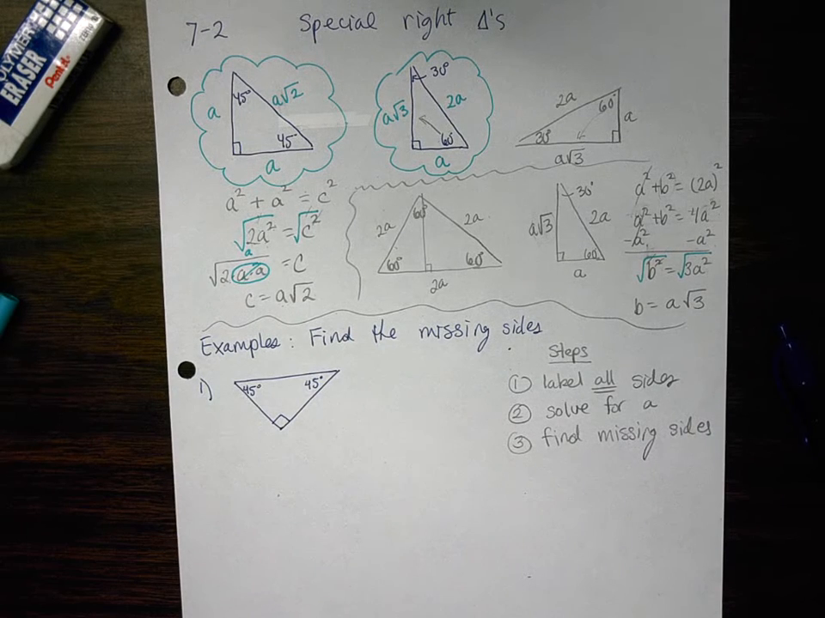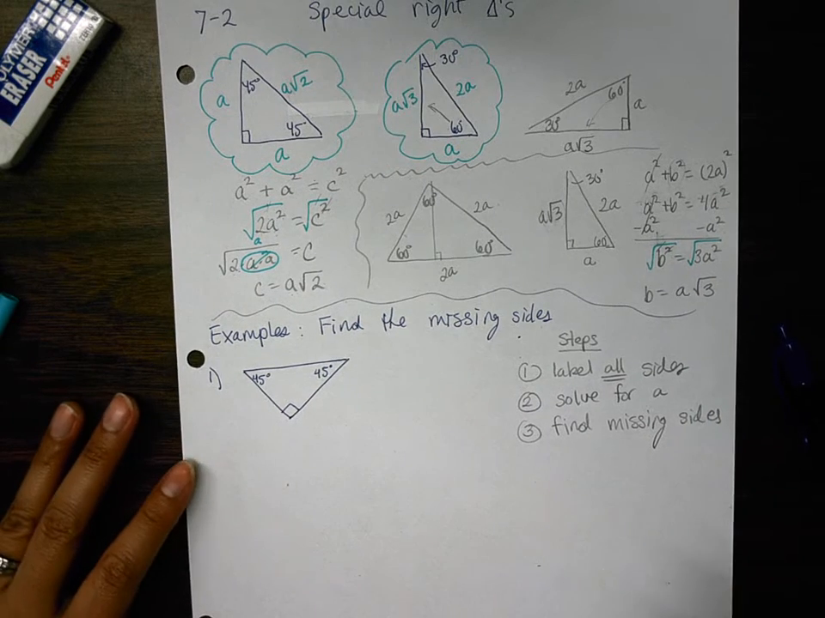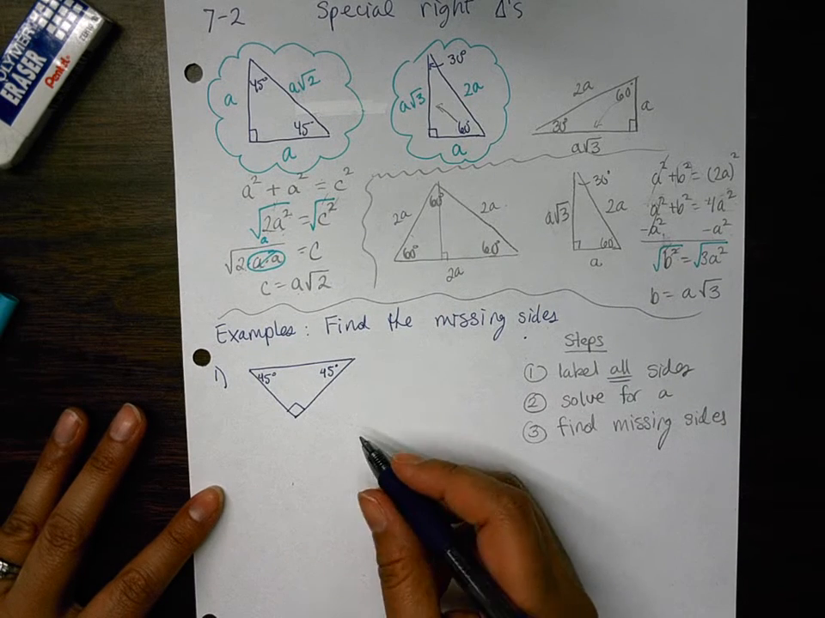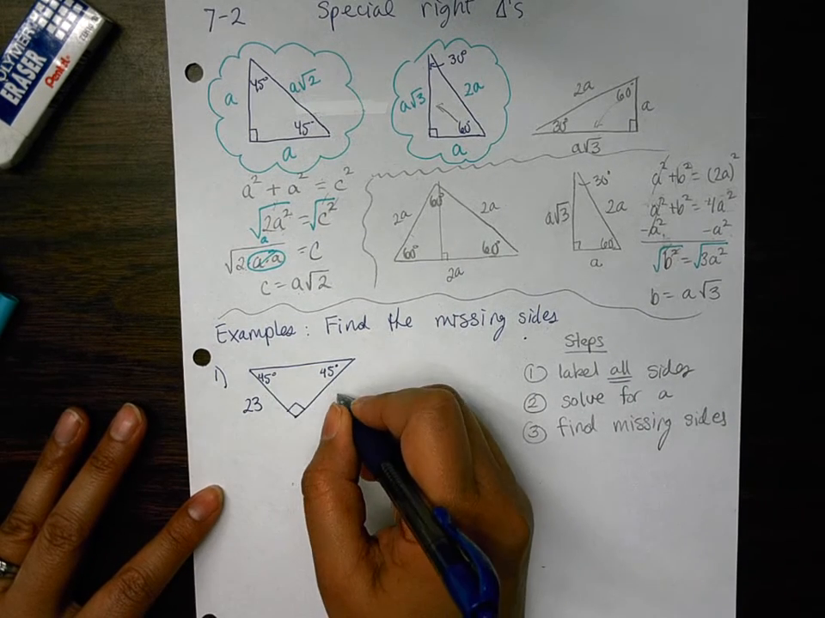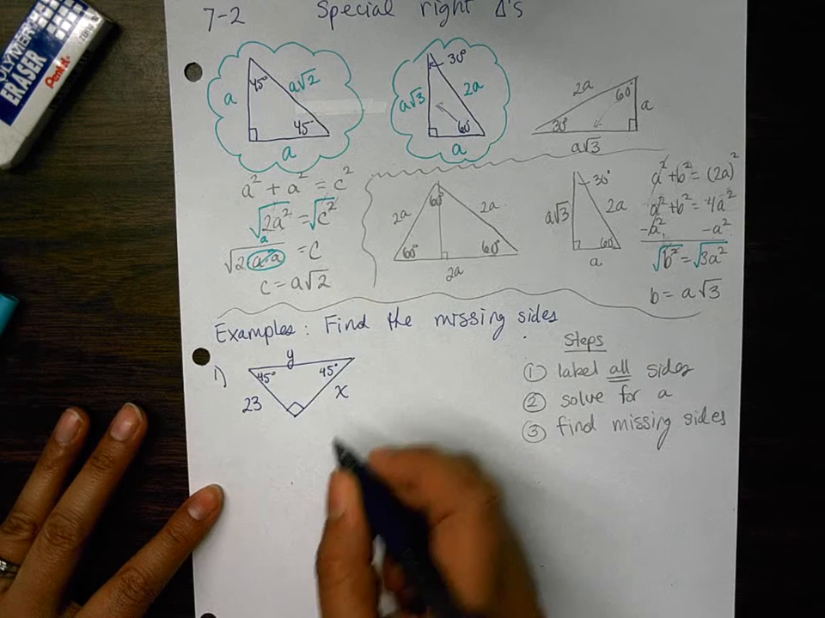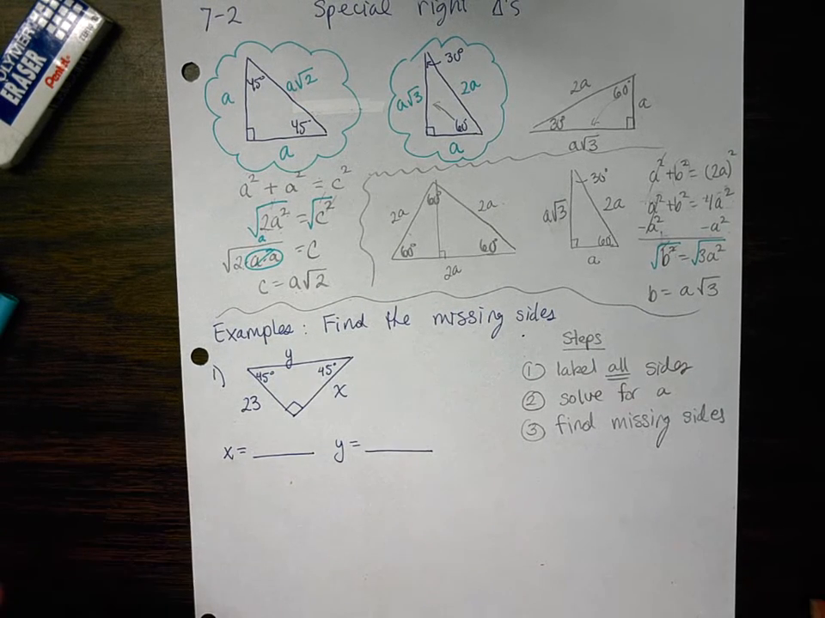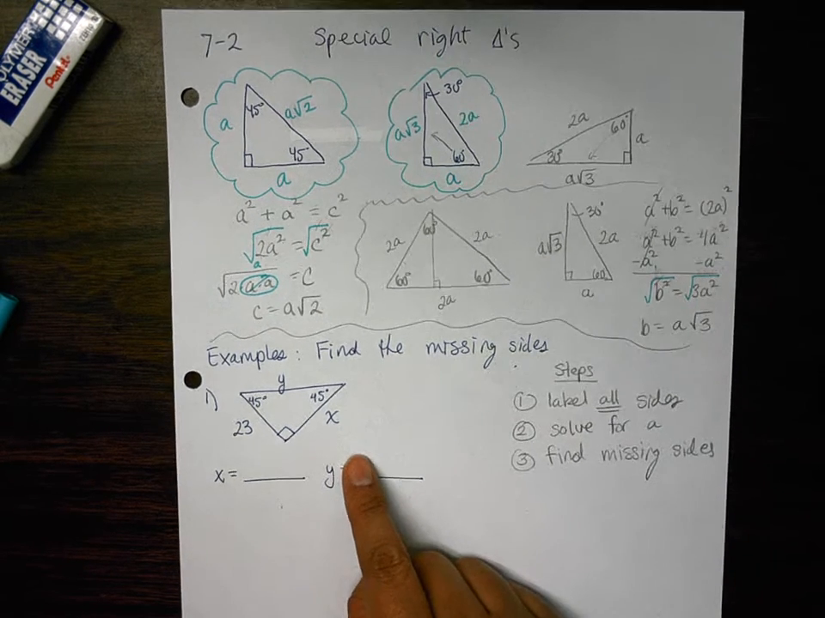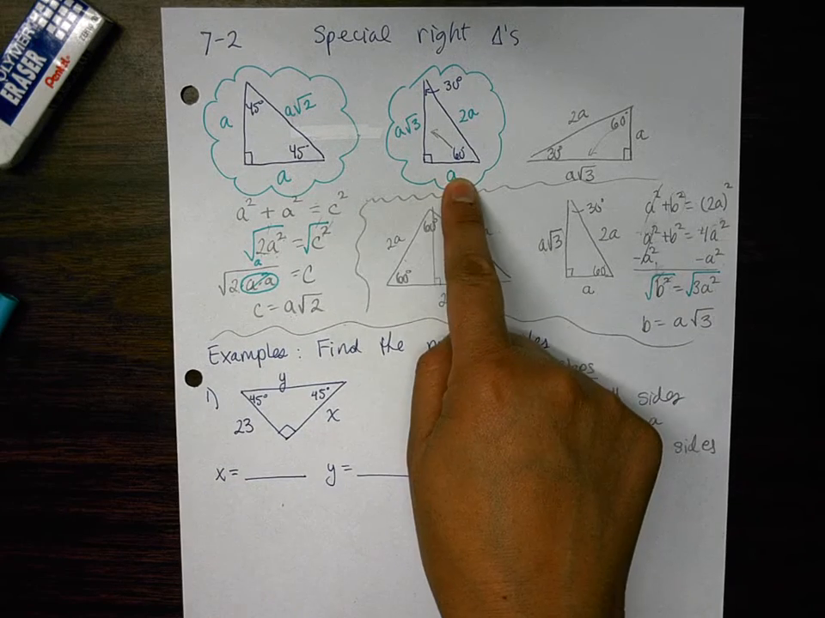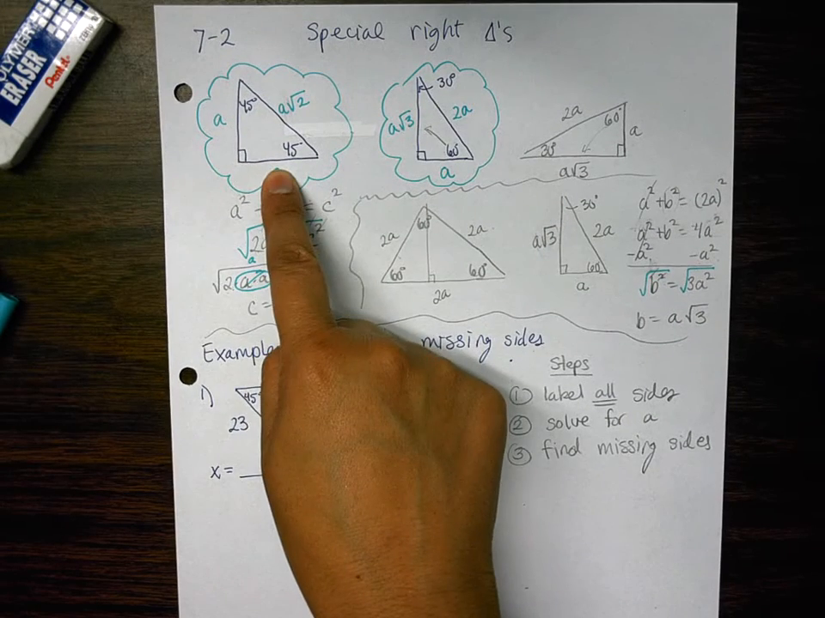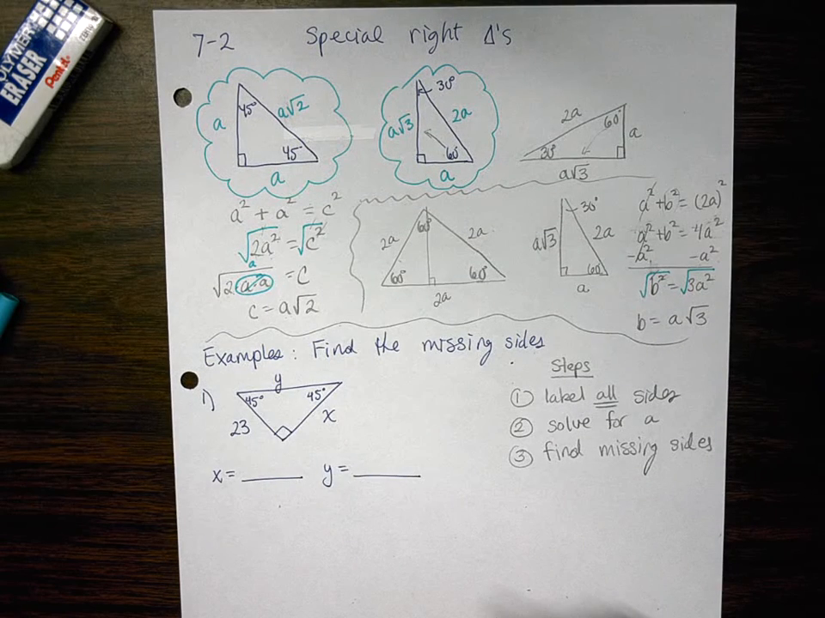Find your missing sides. Okay, so let's finish labeling this one. I'm going to tell you that this side is 23, this side is X, this side is Y, and down here we're going to put X equals blank and Y equals blank. All right, step 1. Label all your sides. What type of special triangle is this? The first one or the second one? The first one. The 45, 45, 90, the isosceles one? Yeah. Okay. Label all your sides.